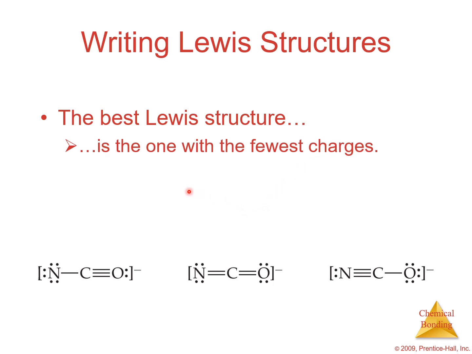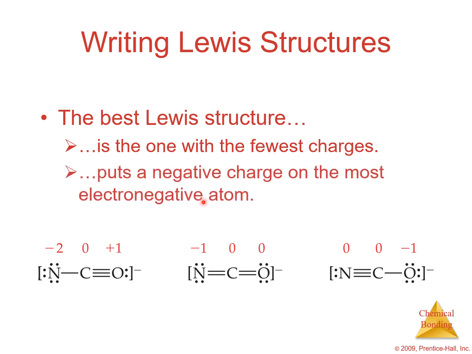So again, the best Lewis structure is the one with the fewest charges. So you omit this. Now you compare these 2. Then put the negative charge on the most electronegative atom, nitrogen or oxygen. Of course, oxygen is more electronegative, so this is the preferred Lewis structure.